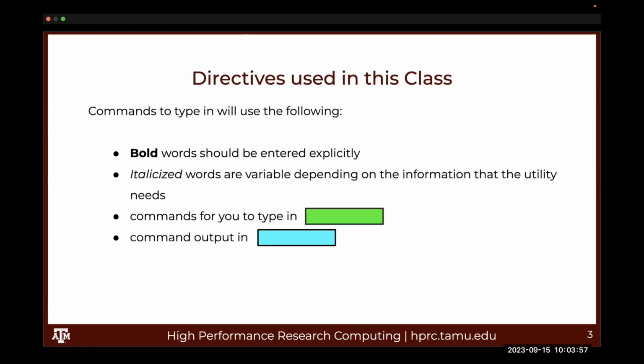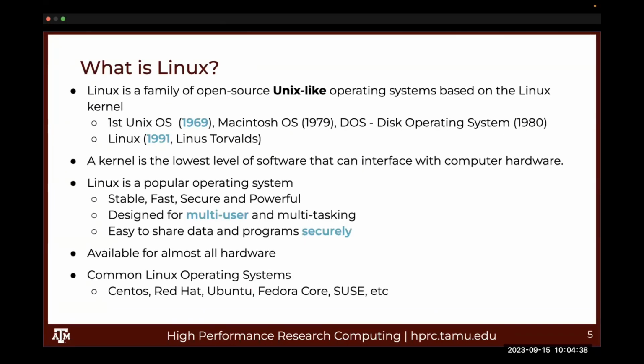All right, so this is how it's set up. For a lot of the interactive portions, what you're going to see are bold words, and those are going to be things like commands, and those should be entered explicitly. Italicized words are variables, so that's going to be dependent on the information that the command or program needs, and things that may be relevant to each specific user. So it may include things like paths to your scratch space or your home space. The commands for you to type are going to be highlighted for the most part in green, and the output should be in blue.